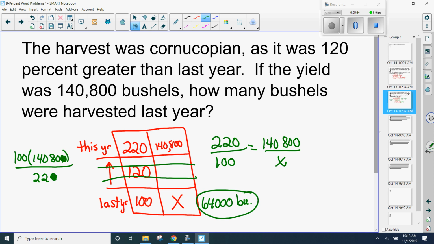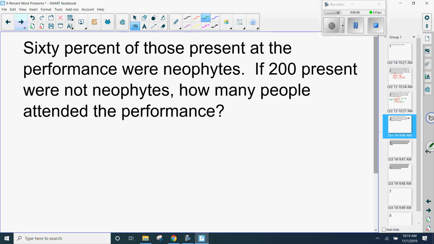Question on that one? You see when it says it's increased by that amount, or it's so much greater than it was last year, you have to draw your arrow, which means your larger percentage amount is going to be on top. Try this one.